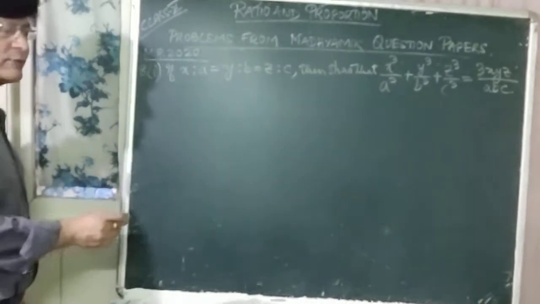Okay. So let us write down the given here also. So what is given here? x is to a is equal to y is to b is equal to z is to c, right?